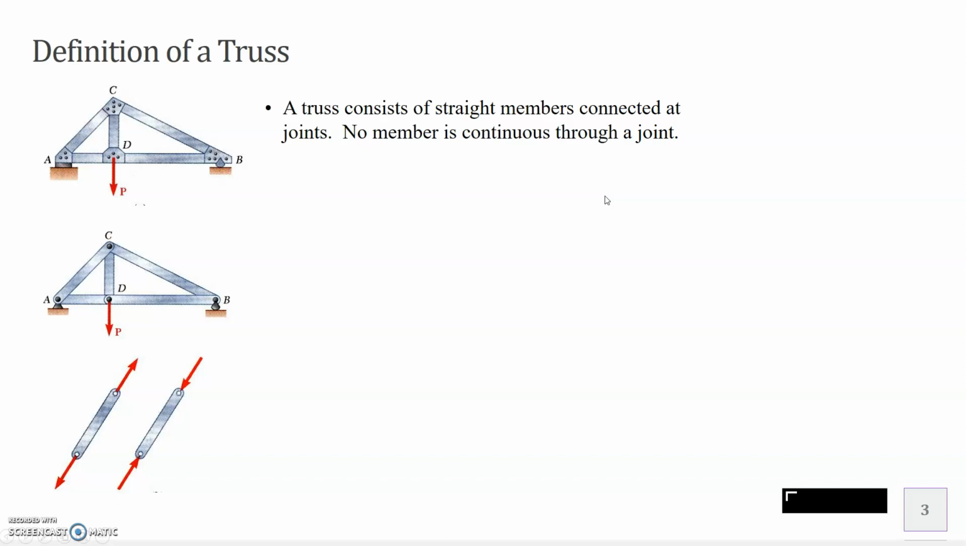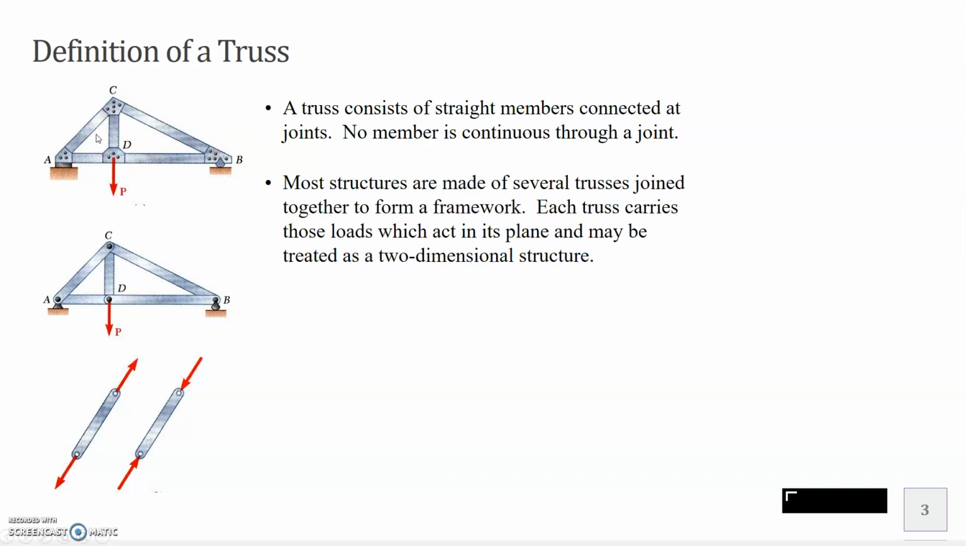Now let's define a truss. A truss consists of straight members that are connected at joints. Remember, a member is just a single piece of beam that makes up the structure. Now, no member can be continuous through a joint, meaning this is not one continuous member. There's two. There's 1 and 2. They are then bolted together at joints.